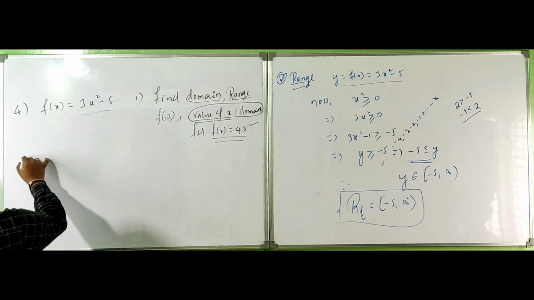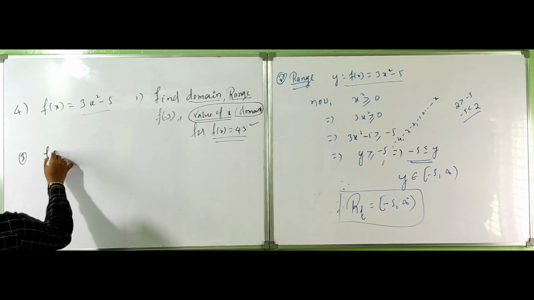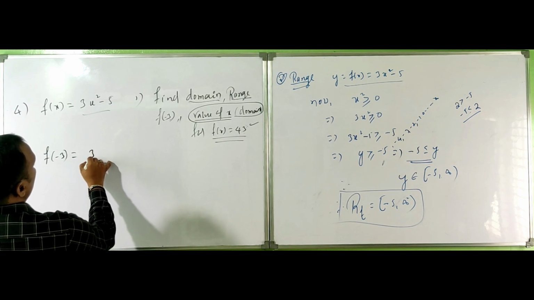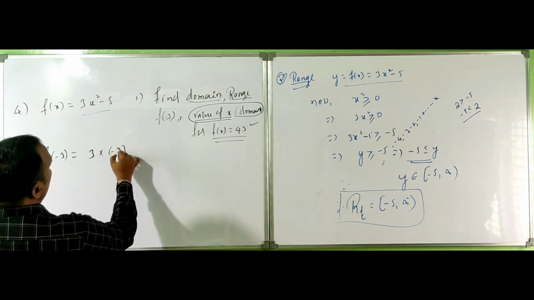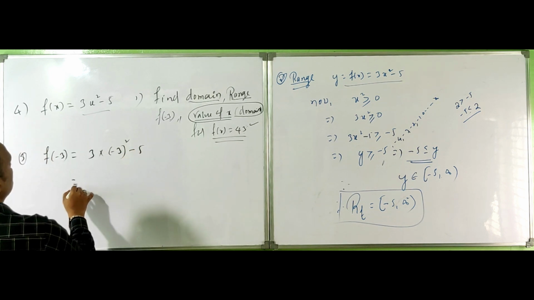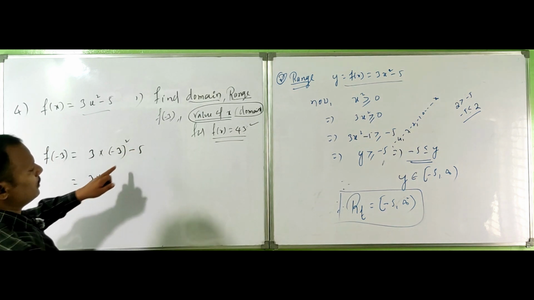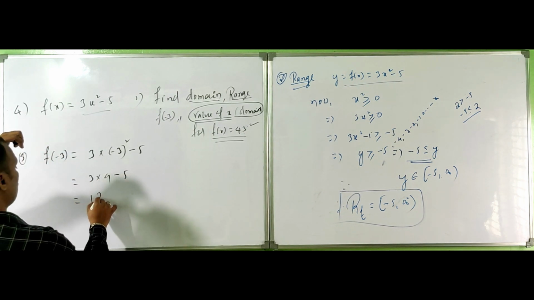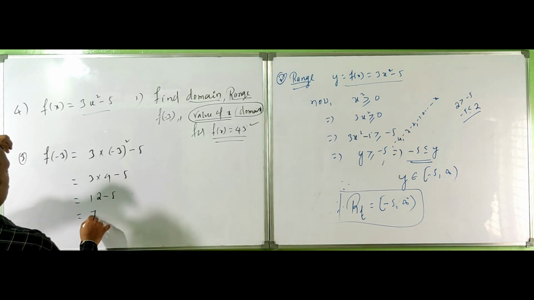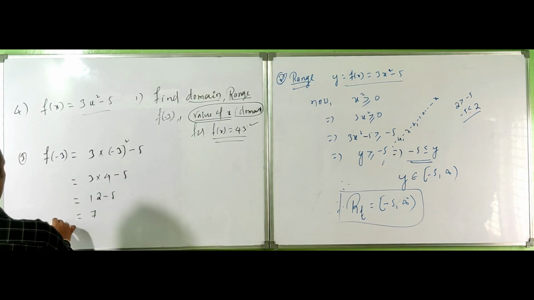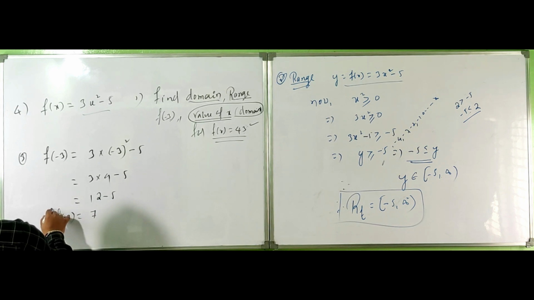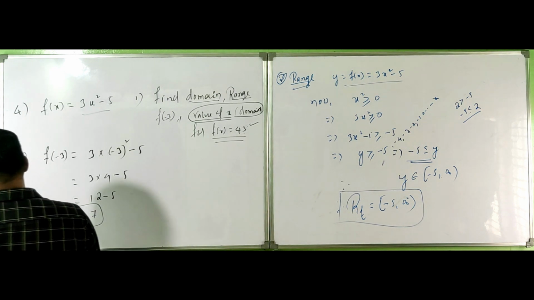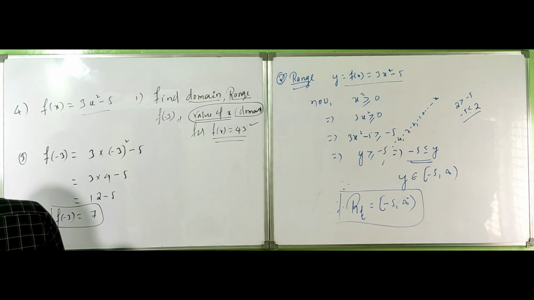F of minus 3 is equal to 3 into minus 3 square minus 5. This is 3 into 9, since minus times minus becomes plus, minus 5. This becomes 27 minus 5... yes, f of minus 3 is 7. F of minus 3 is 7.